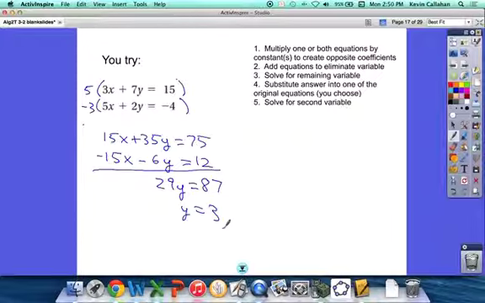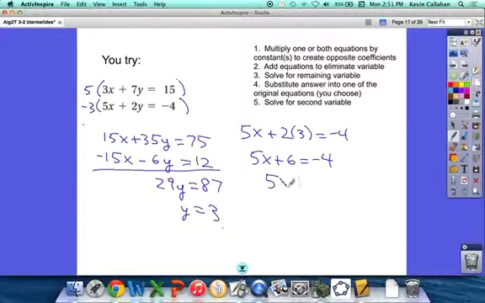Okay, and then where are you going to plug into to find the second variable? You know, probably one of these here. It's on the same side. It's easy. The bottom one. So you say 5x plus 2 times 3 equals -4. 5x plus 6 equals -4. 5x equals negative 10, x equals negative 2. So the answer is negative 2, 3.